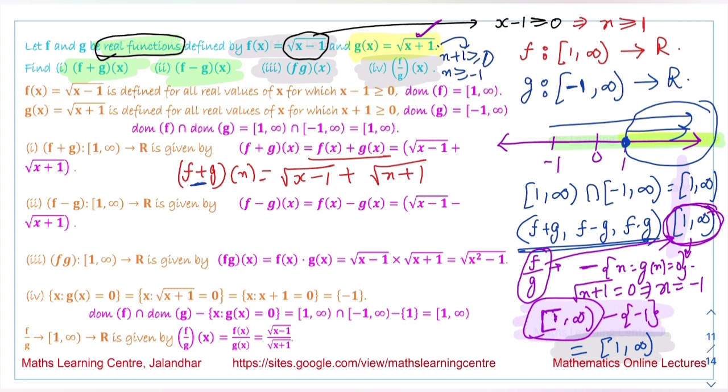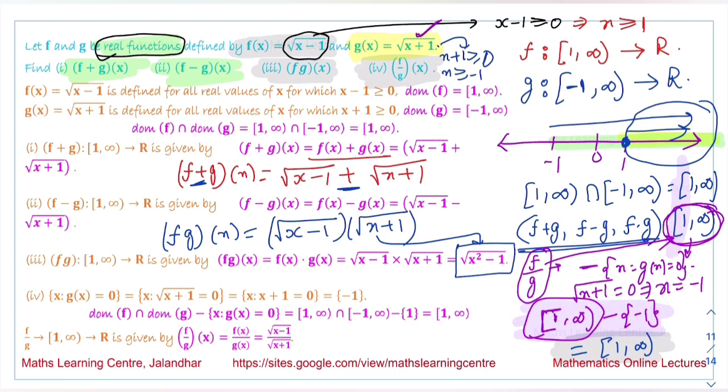When we are talking about f minus g of x, we are getting a minus sign over here. When we are talking about f into g of x, the answer we are getting is square root of x minus 1 into square root of x plus 1, so that is equal to square root of x square minus 1. Finally, when we are talking about f by g of x, we have already seen that the domain of this function is 1 to infinity, and the answer we will get is square root of x minus 1 over square root of x plus 1. So this is the value of the function f by g of x.